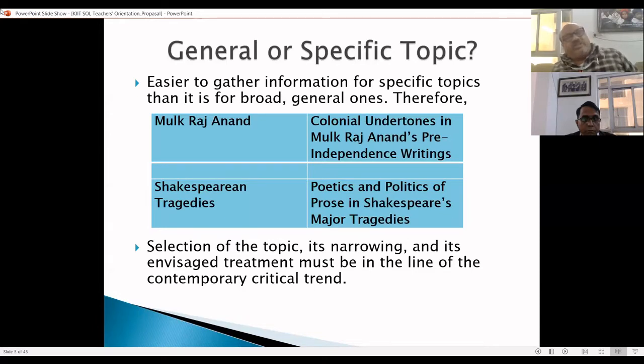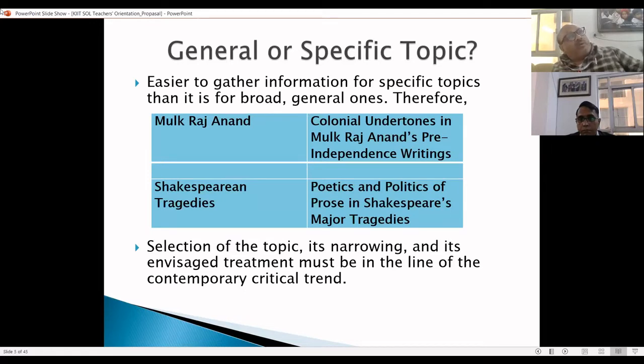Poetic here doesn't mean poetry. Poetics here means it has its own value as a literary device. So the topic could be like this. So we can be specific about a research topic when we narrow down the topic, as you see in the table. There is a narrowing down.